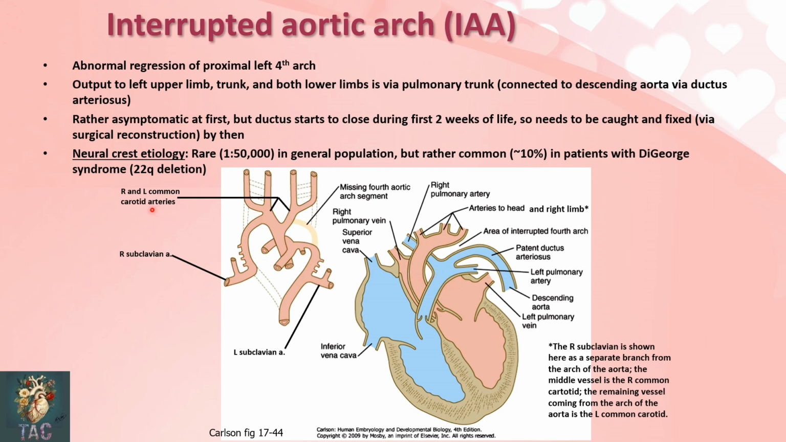There is a neural crest etiology as well in the general population, but it is rather common in patients with DiGeorge syndrome, that is 22q deletion syndrome, because in such cases when there is an interrupted aortic arch, the reason is neural crest cells which are affected. So there will be defects in the aorticopulmonary septum and also in the interventricular septum as well.